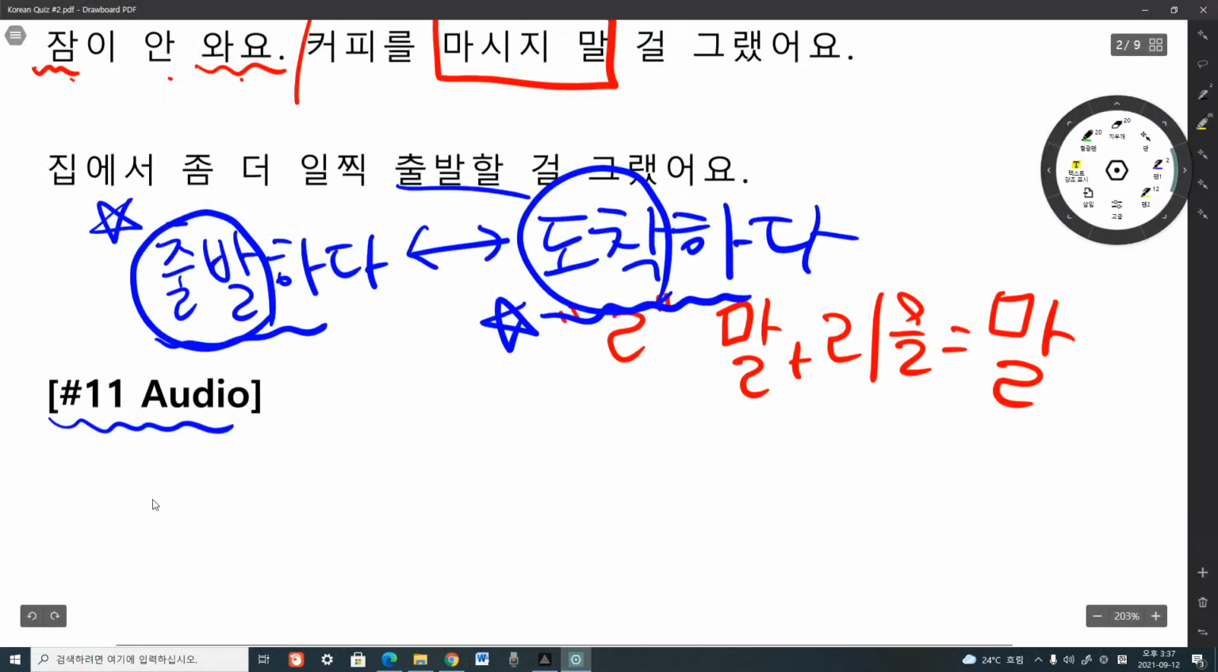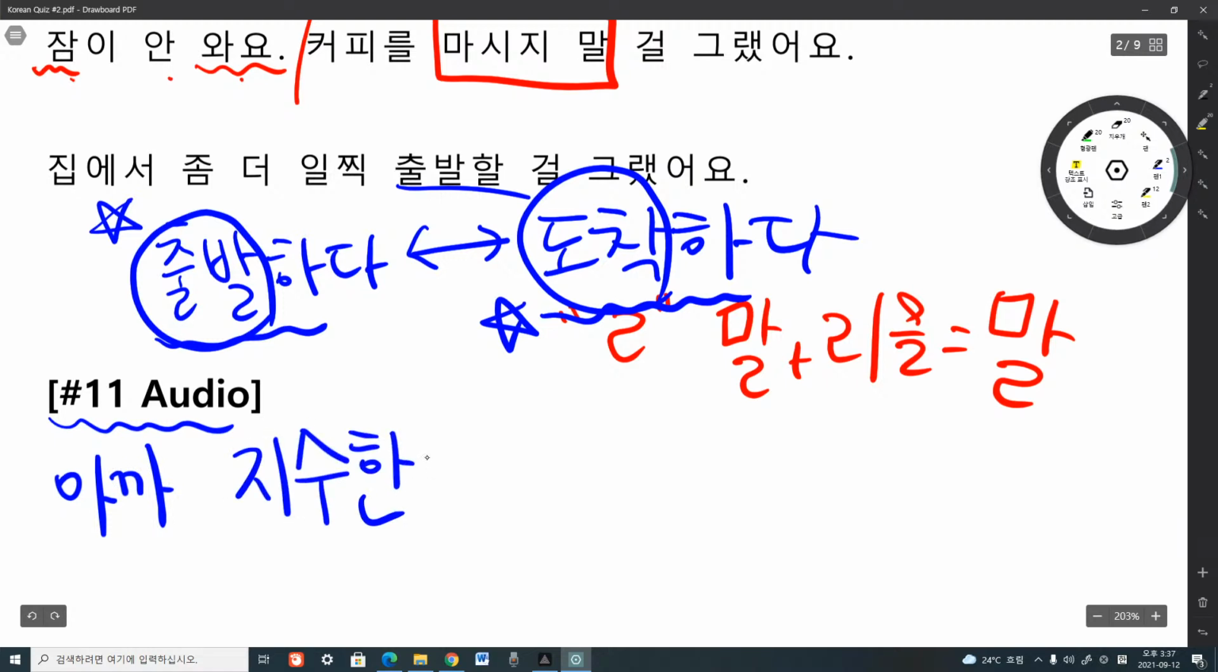아까 지수한테 괜히 전화했어요. 그냥 내일까지 기다릴 걸 그랬어요. One more time. 아까 지수한테 괜히 전화했어요. 그냥 내일까지 기다릴 걸 그랬어요.